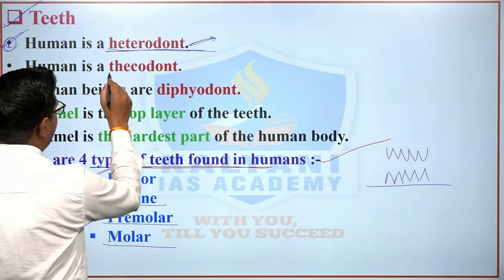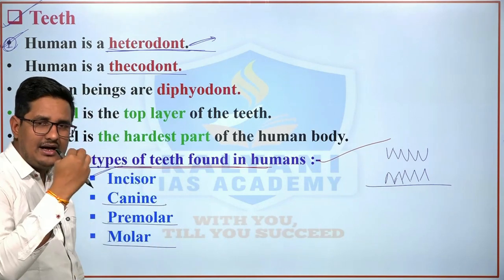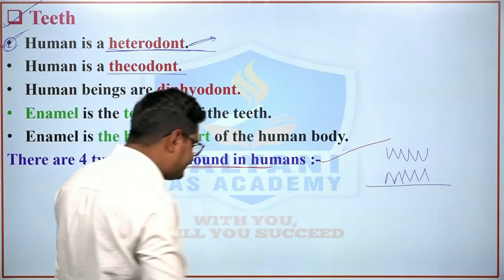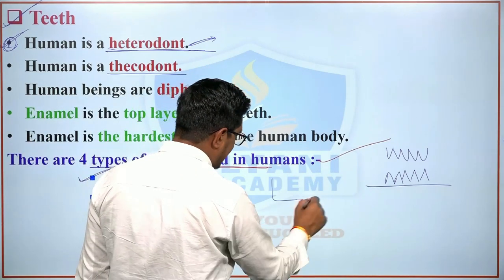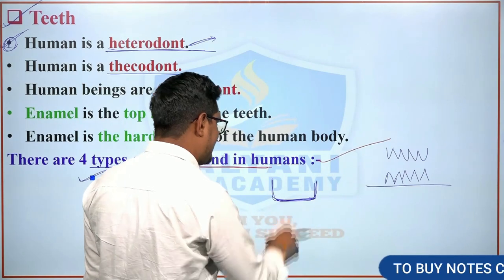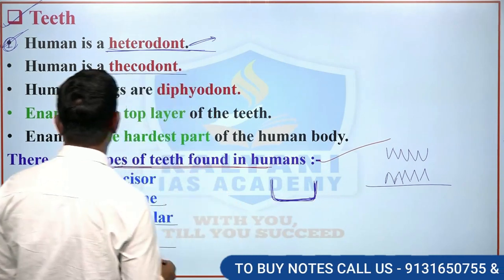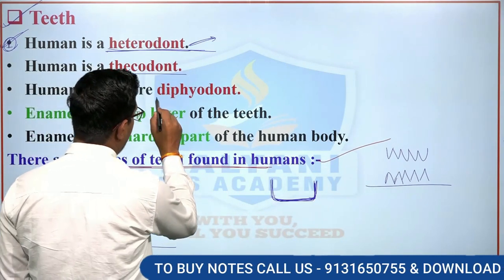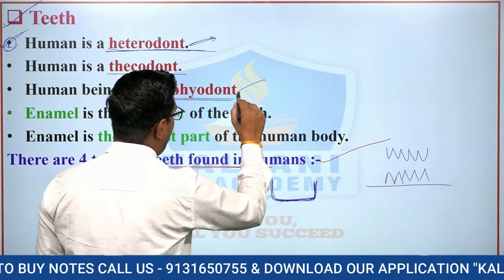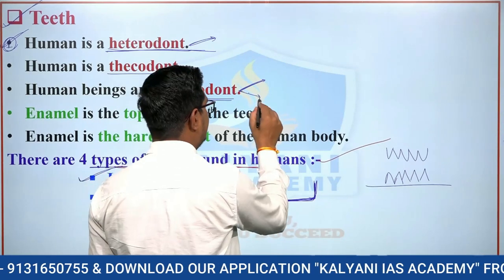Second is that humans are thecodont, which means that these teeth are placed in a particular place, in a socket, right? Third, humans are diphyodont. Diphyodont means that there are two types of teeth which are found in human beings.